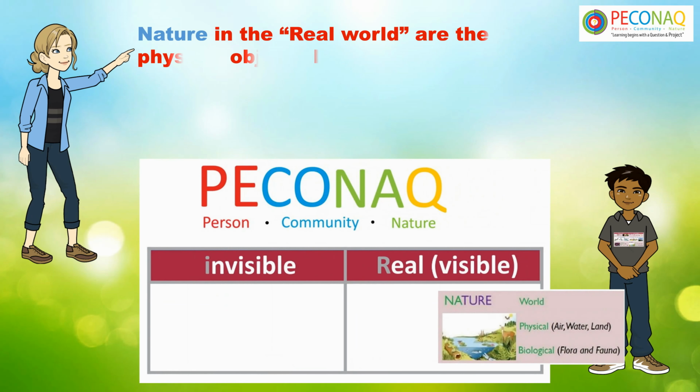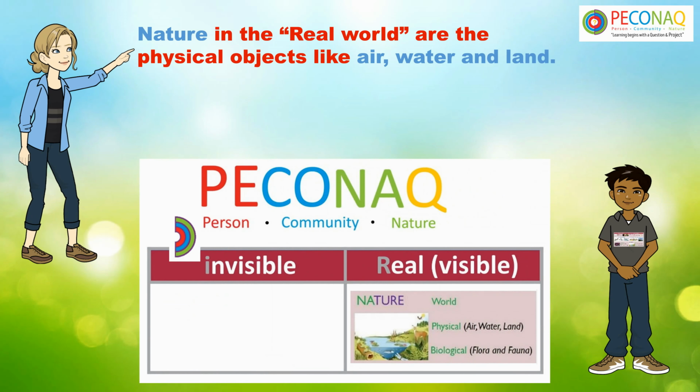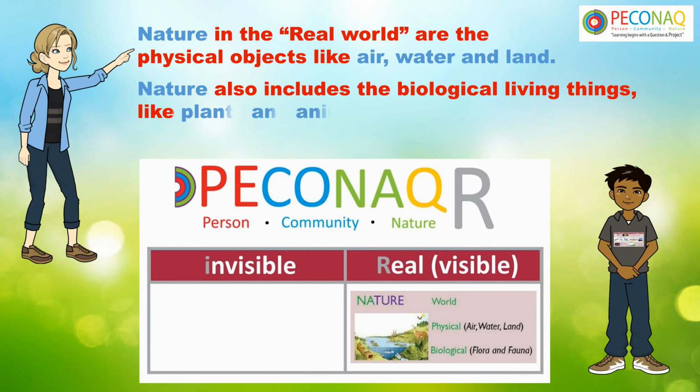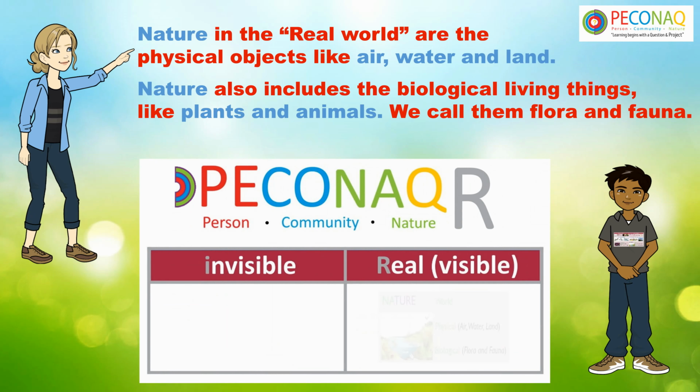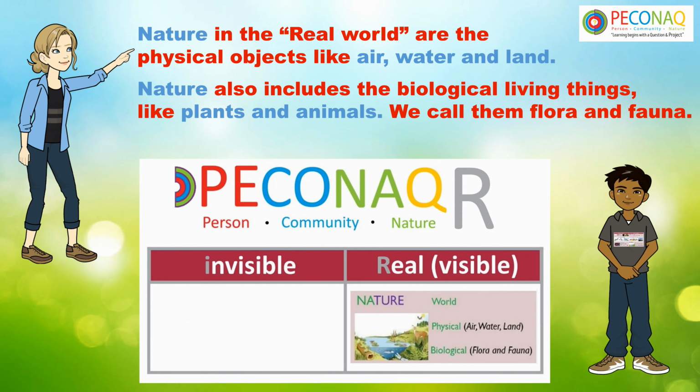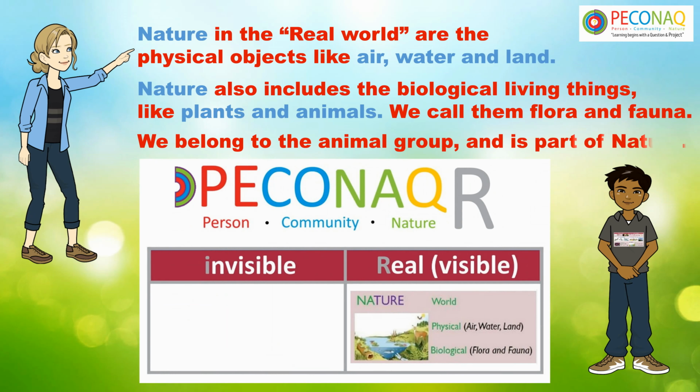Nature, in the real world, are the physical objects like air, water and land. Nature also includes the biological living things like plants and animals. We call them flora and fauna. We belong to the animal group and are part of nature.